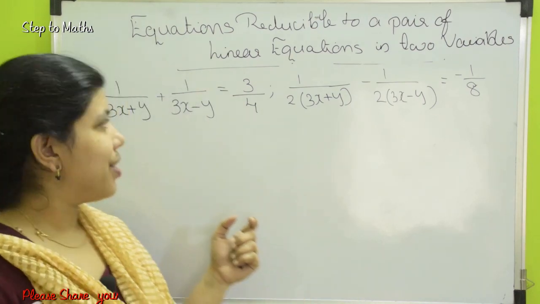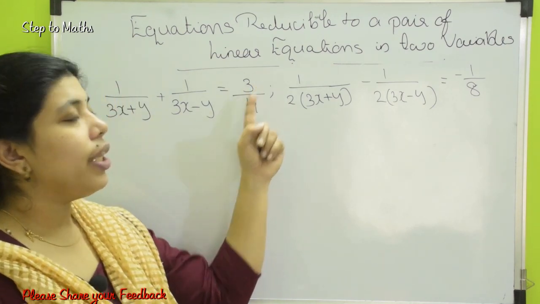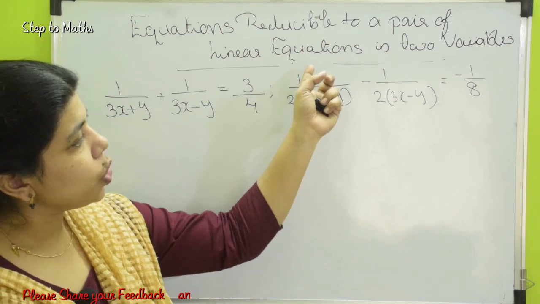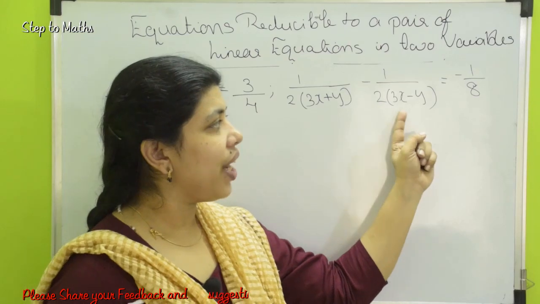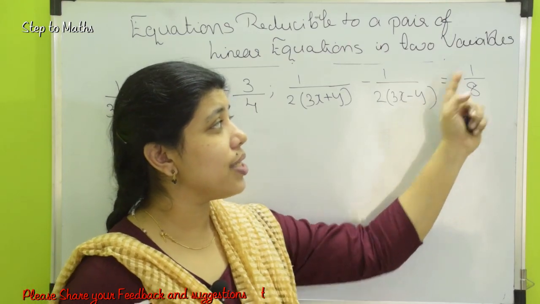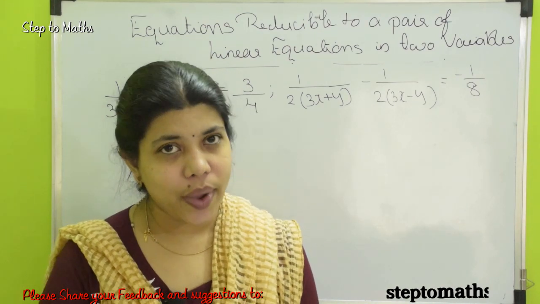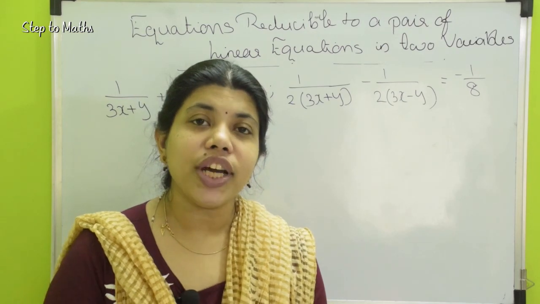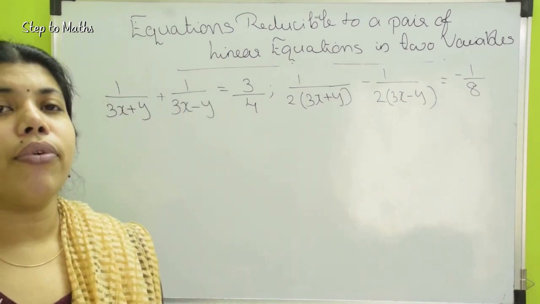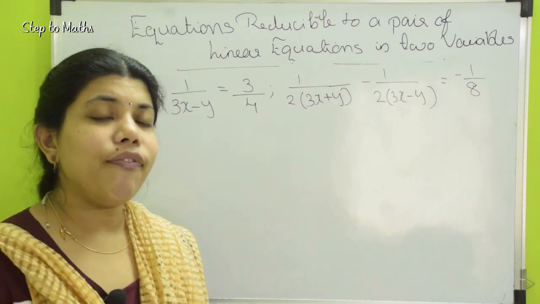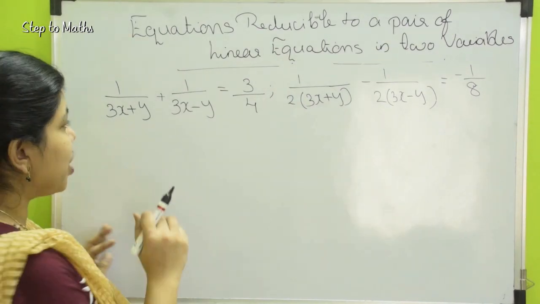Consider these two equations. 1 upon 3x plus y plus 1 upon 3x minus y is equal to 3 upon 4, and the second equation is 1 upon 2 into 3x plus y minus 1 upon 2 into 3x minus y is equal to minus 1 upon 8. How can we solve these two equations? For that, first we have to reduce these equations into the form of linear equations. For that we make some substitution. In what way can we make the substitutions?